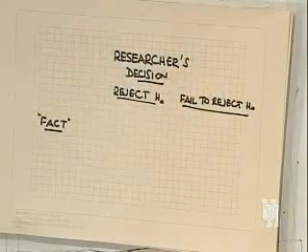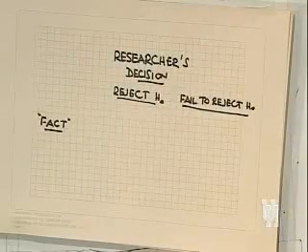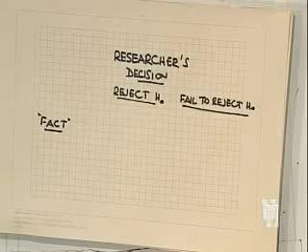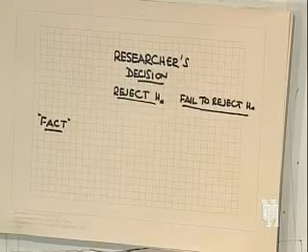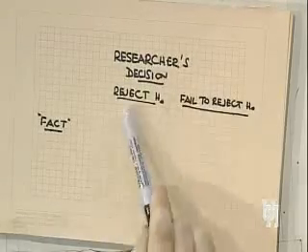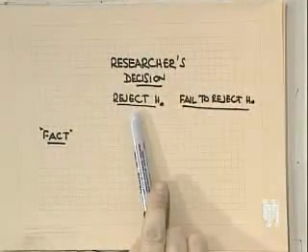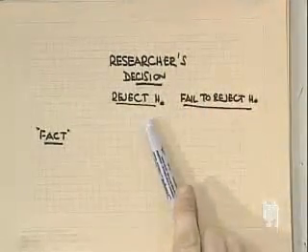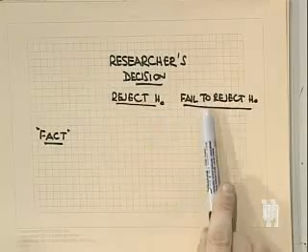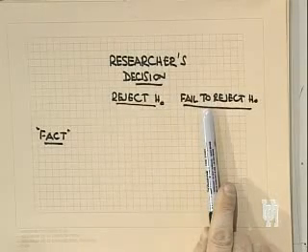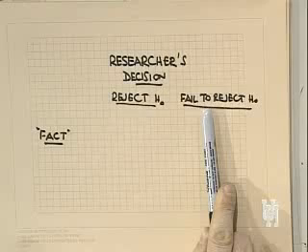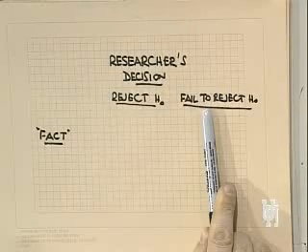Just as in a court of law, the jury at the end of the trial, at the end of the presentation of evidence and so forth, must either reject the assumption of innocence and return a verdict of guilty, or fail to reject the assumption of innocence and return a verdict of not guilty.